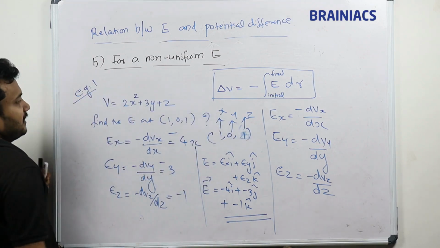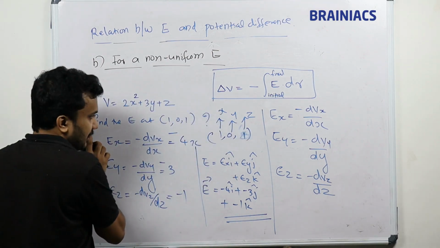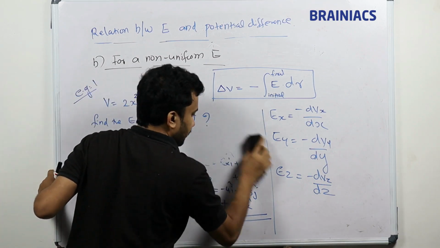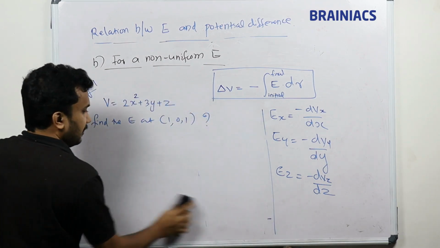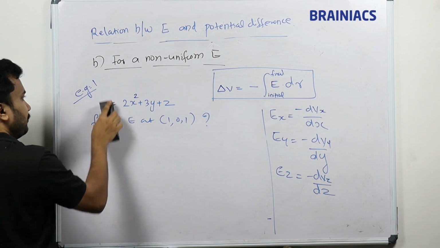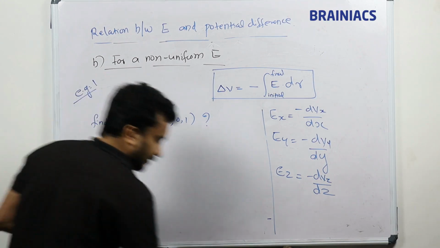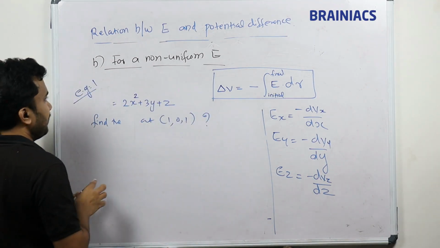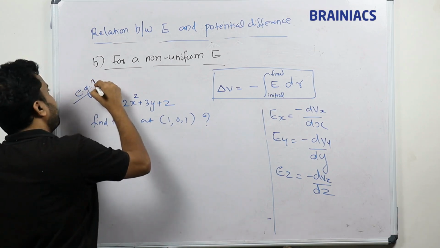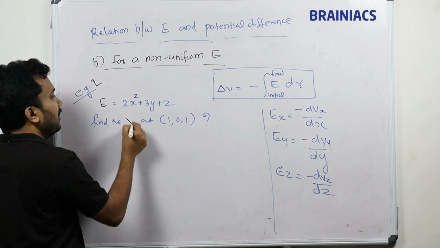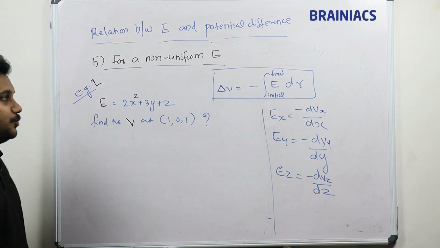Okay, here V is given. Let me keep this question as such, but with one difference. Instead of giving V, I am changing this question. I'm giving you example number 2. The electric field is like this, find the potential at this point. Electric field will be given.